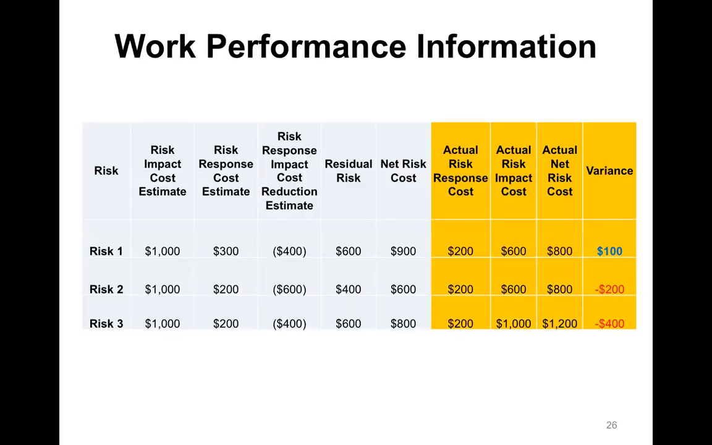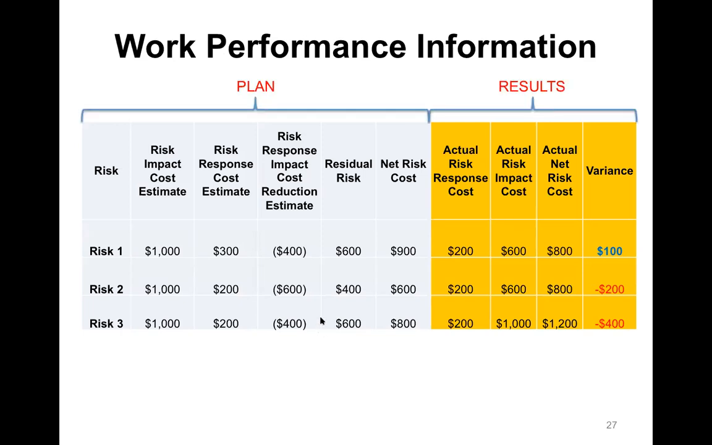So if we look at an example here, this is a chart which shows, on the leftmost side, the plan, which is, first of all, 3 different risks. And then what our initial cost estimate was, through quantitative analysis, for each one of these risks. In this case, they're all estimated to cost $1,000 to the project.